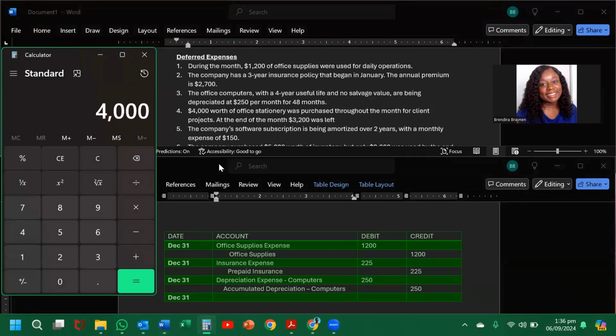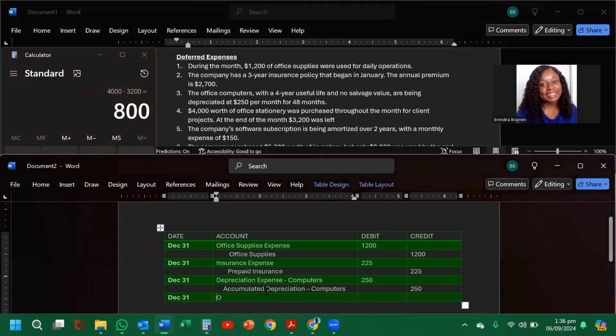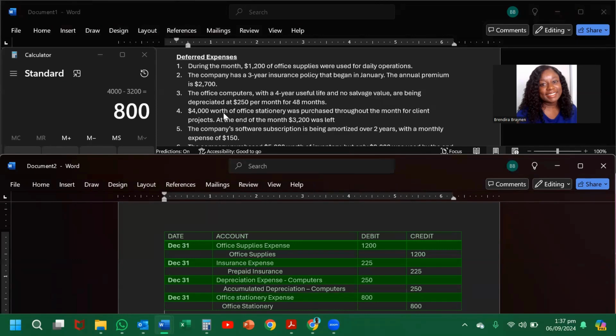To do that, I'm going to say 4,000 minus 3,200. That's 800. And so therefore, I'm going to reduce my office stationery account by $800 and increase an expense account by that same 800. I can call it office stationery expense, and for 800, and then I can credit office stationery for 800. And so therefore, that would be the entry for the fourth transaction.